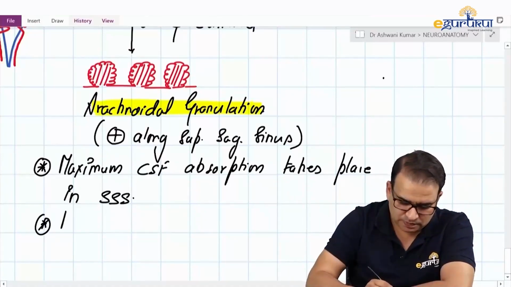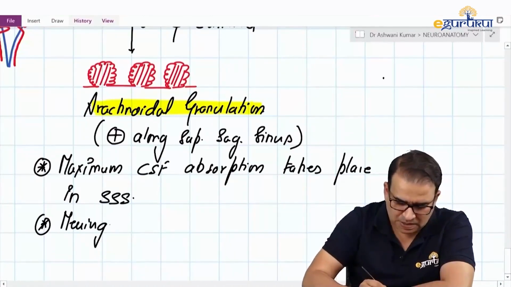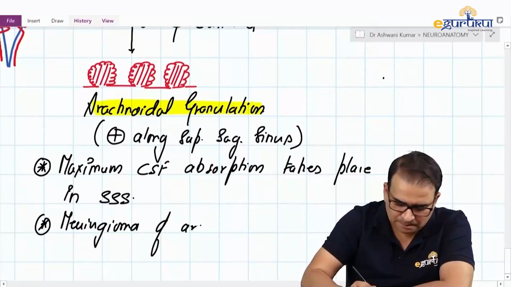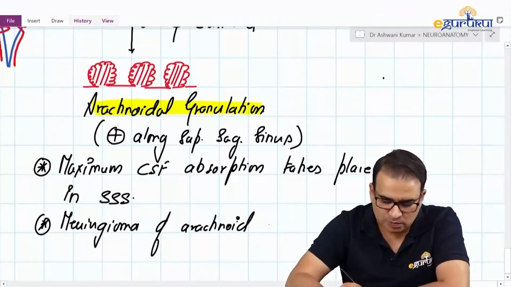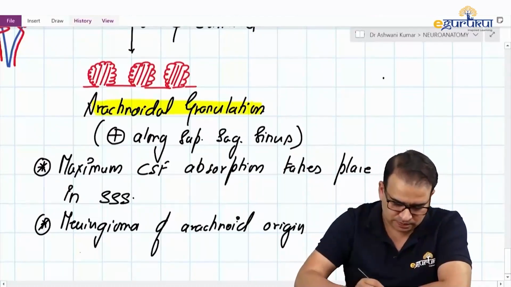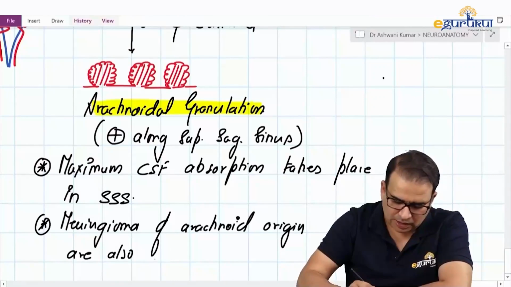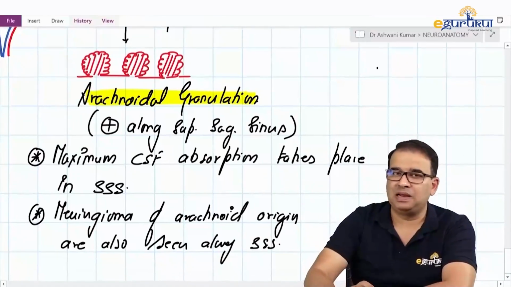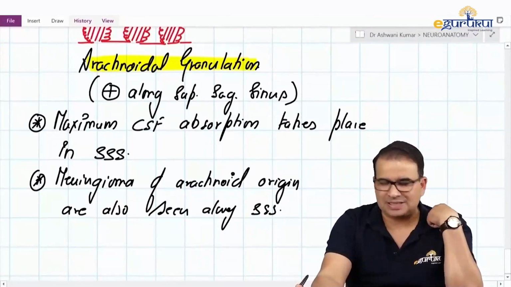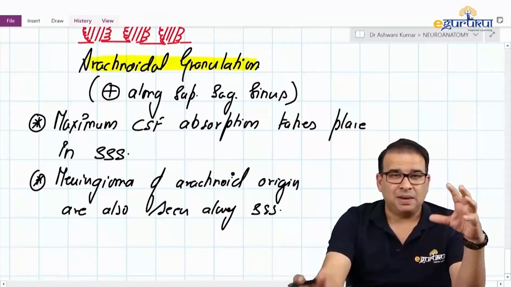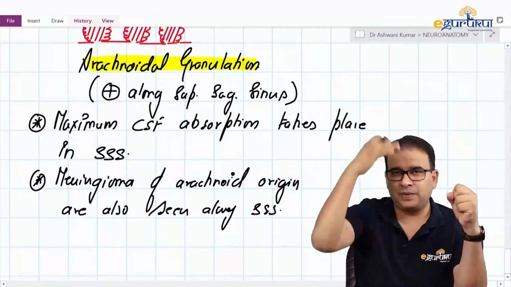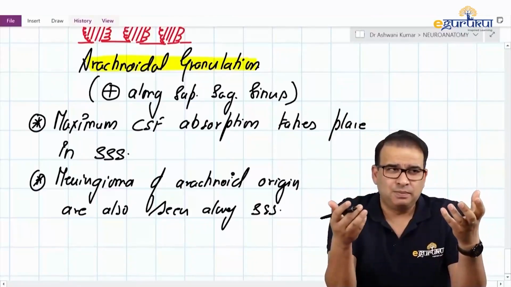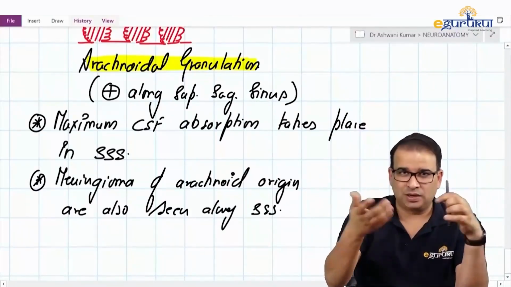And number two, the meningiomas which are of arachnoid origin, particularly those arachnoid meningiomas, are also seen mainly along the superior sagittal sinus. So that's information we extracted by knowing that many arachnoidal villi aggregate together and form the arachnoidal granulations, which are present in the superior sagittal sinus, which also means that maximum villi are also present in the superior sagittal sinus only.